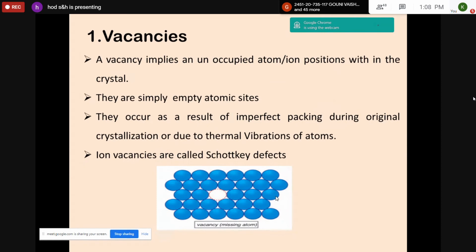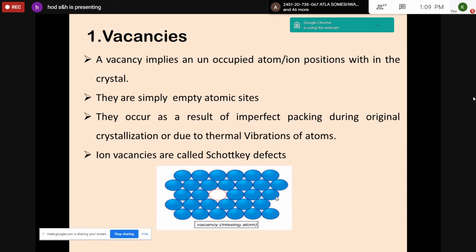A vacancy implies an unoccupied atomic or ionic position within the crystal. That means in a regular atomic arrangement, one place is missing. These empty atomic sites are called vacancies. Generally, vacancies occur because of imperfect packing during crystal growth or original crystallization, and sometimes because of temperature variation. At 0 Kelvin the perfect arrangement will be there, but as the temperature rises, due to thermal energy, some vibrations of atoms will occur. They may displace an atom from its regular position, so a vacancy will be created.